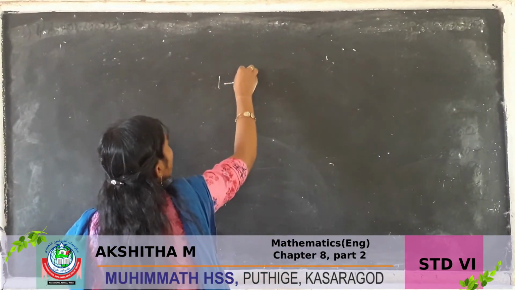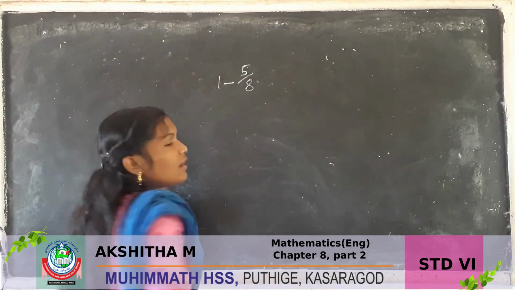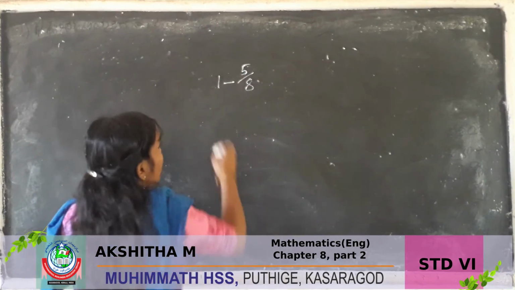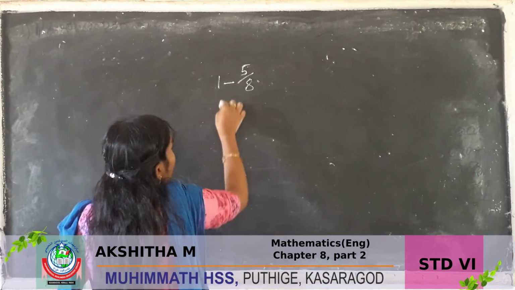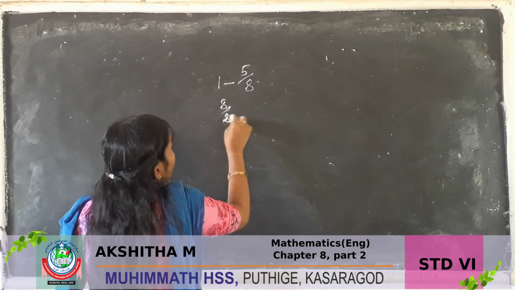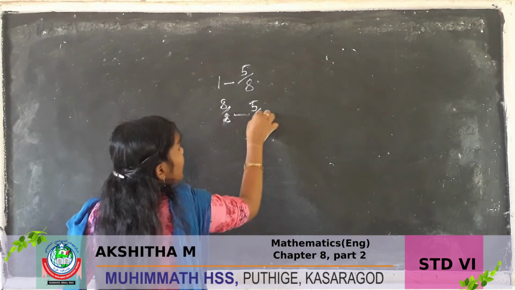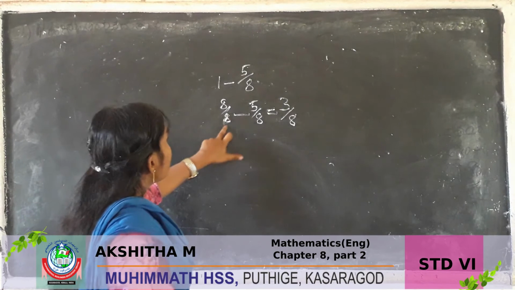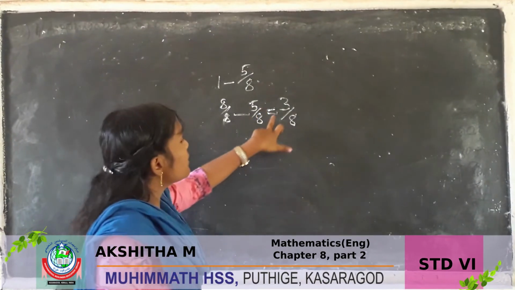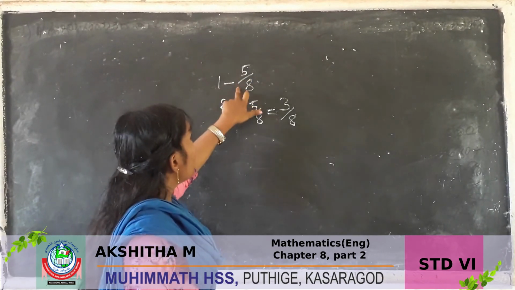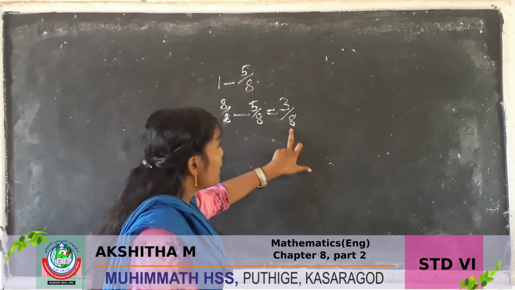1 minus 5 by 8. What is the answer? 1 means we can write this 8 by 8. 8 by 8 minus 5 by 8 is 3 by 8. So 1 minus 5 by 8 is 3 by 8.